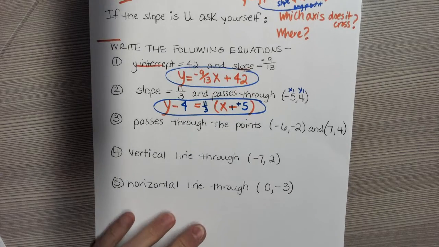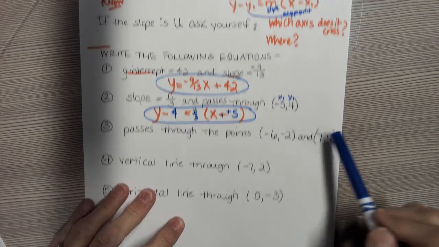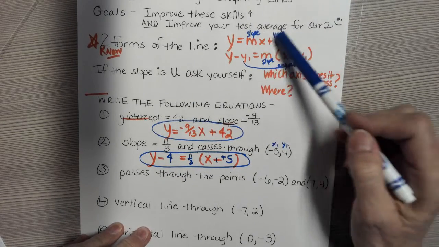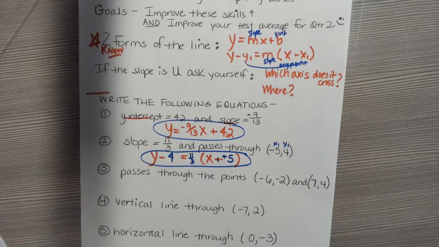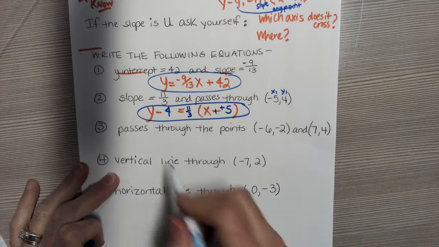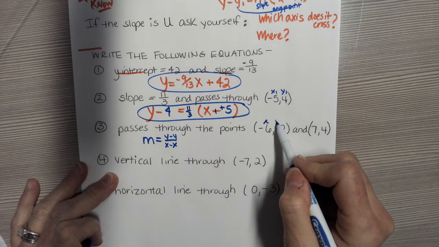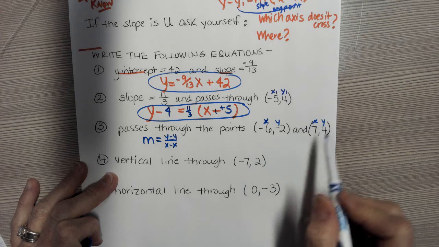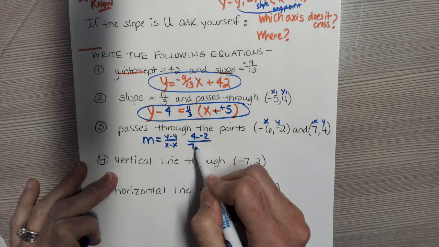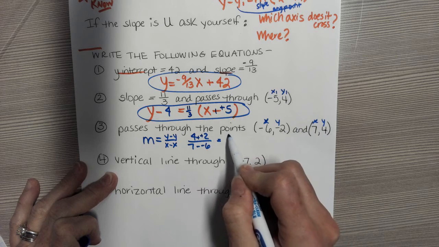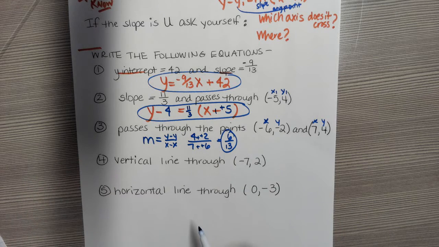Number 3, passes through the points -6, -2 and 7, 4. I gave you two points. Go back up here. There isn't a single form up here that works when I give you two points. No matter what you do, you have to know the slope. So let's do that first. Remember, when you do slope, it's y minus y over x minus x. So take 4 minus negative 2 divided by 7 minus negative 6, which gives us 6/13. That's the slope, or the m.